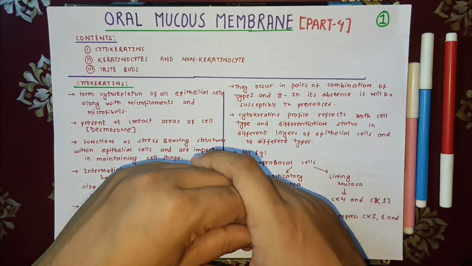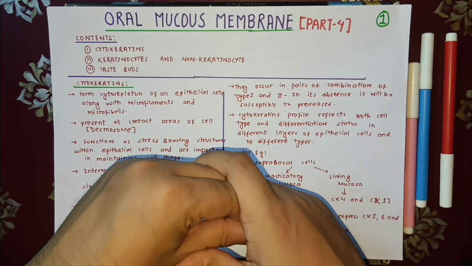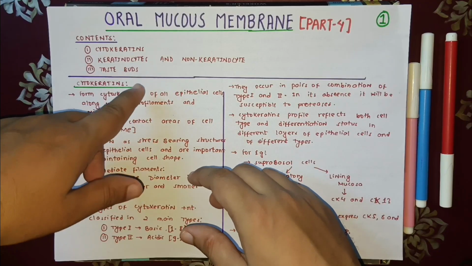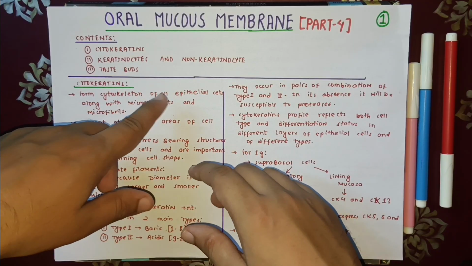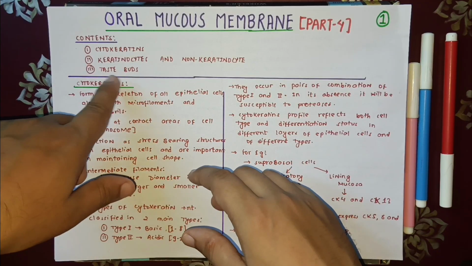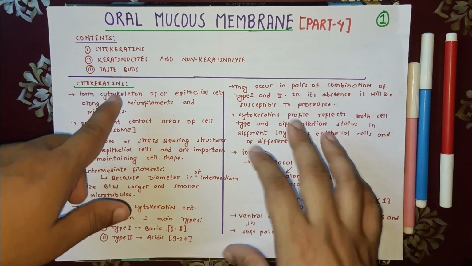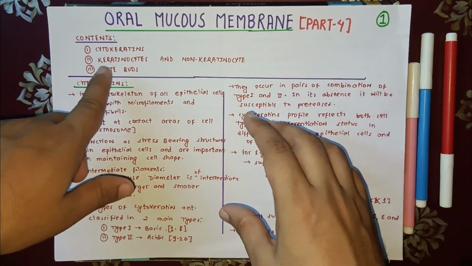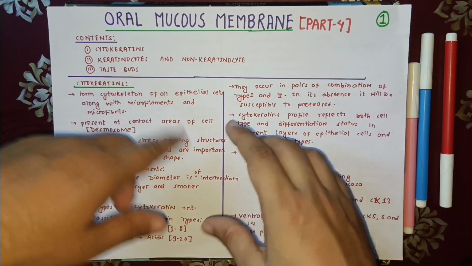So this is part 4 of the oral mucous membrane video, and in this video we will be discussing cytokeratins, keratinocyte and non-keratinocyte. Similarly, we will be discussing the taste buds. Today's video won't be much longer, and we will be discussing those topics.